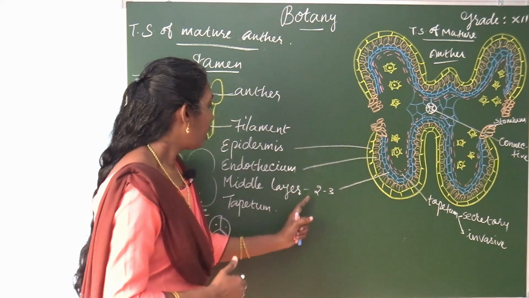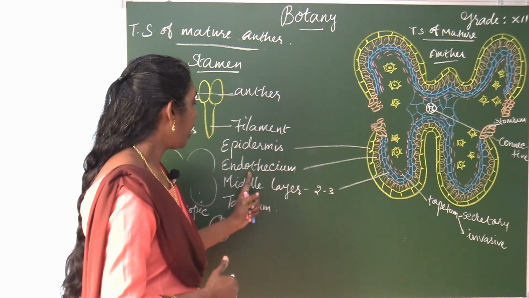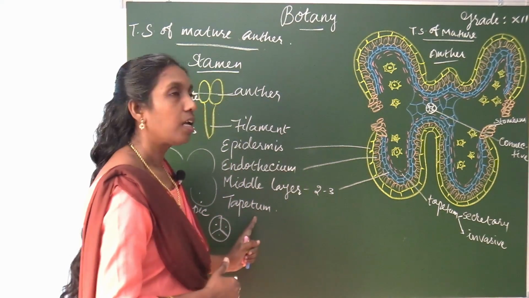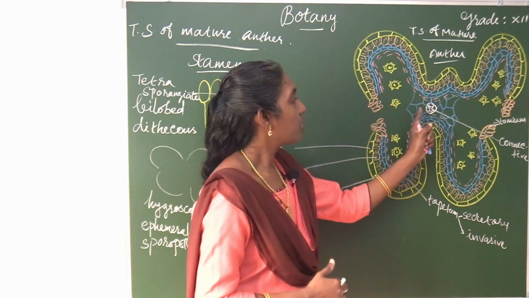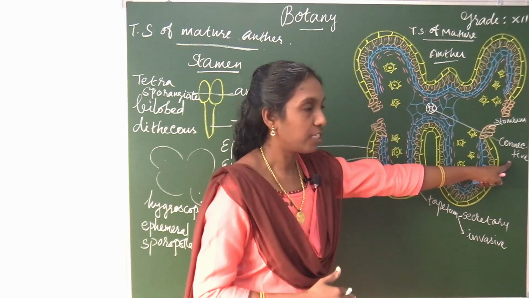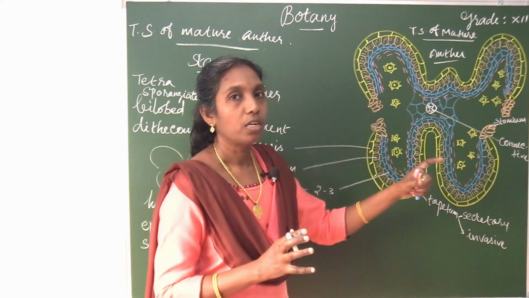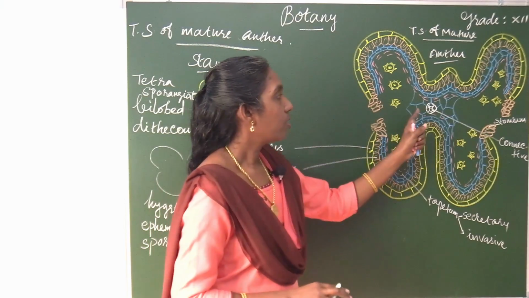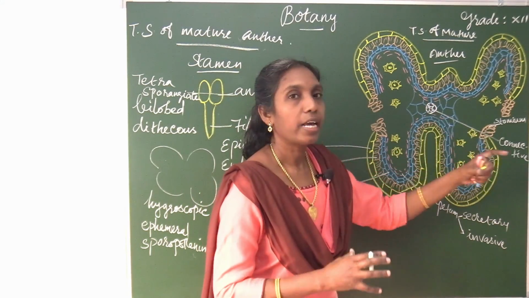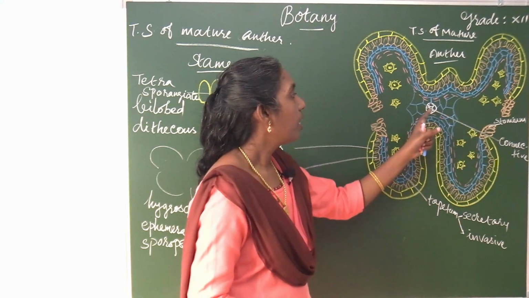Now, 4 wall layers are there: epidermis, endothecium, middle layer and tapetum. Now, there is another structure found here, called connective. The connective is a column of sterile cells.